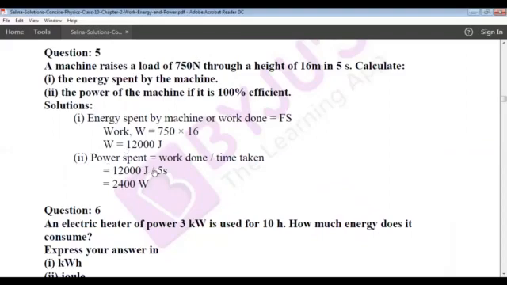So the power spent is nothing but work done divided by time taken. We have found the work done, so substitute the values and you will get the power spent as 2400 watts.